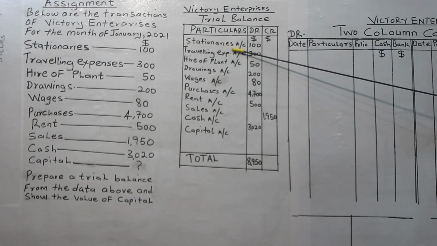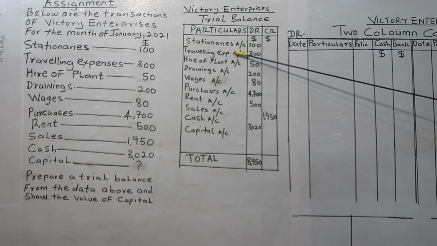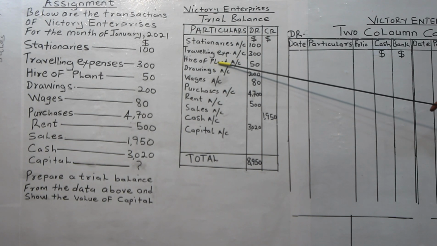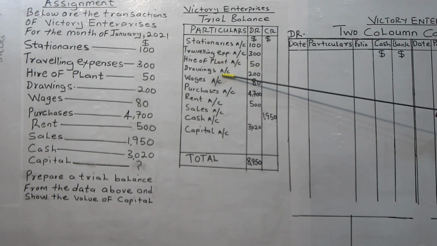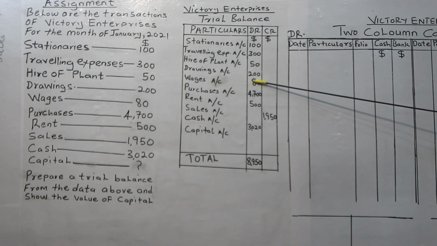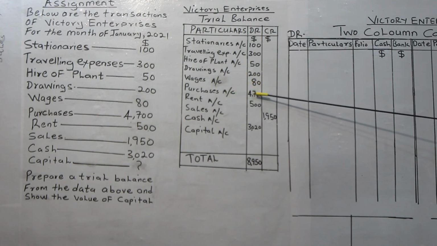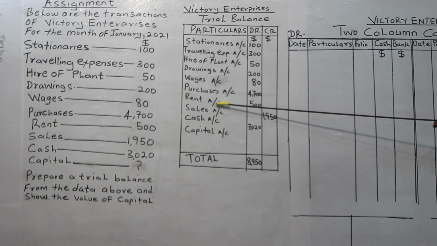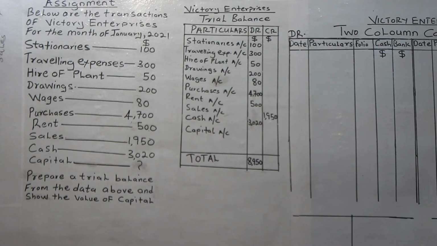We have stationery on the debit side 100, traveling expenses on the debit side 300, hire of plant on the debit side 50, drawings account on the debit side 200, wages account on the debit side 80, purchases account on the debit side 4,700, rent account on the debit side 500. We have the sales account on the credit side 1,950. We have the cash account on the debit side 3,020. Then the capital account is not known.